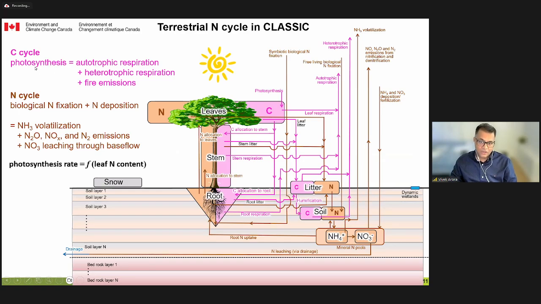Just like the carbon cycle, where you have photosynthesis, carbon coming in, and all the respiratory components which return the carbon back to the atmosphere, in the nitrogen cycle you have biological nitrogen fixation and nitrogen deposition. Those are the two ways through which nitrogen comes into the system. The way nitrogen leaves is ammonia volatilization, N2O, NOx, and N2 emissions, and nitrate leaching through base flow. We have made the photosynthesis rate a function of leaf nitrogen content. That is how nitrogen constrains photosynthesis, so the model doesn't go crazy as it sees increased CO2 in the future.